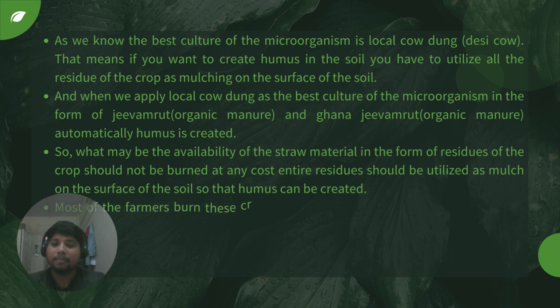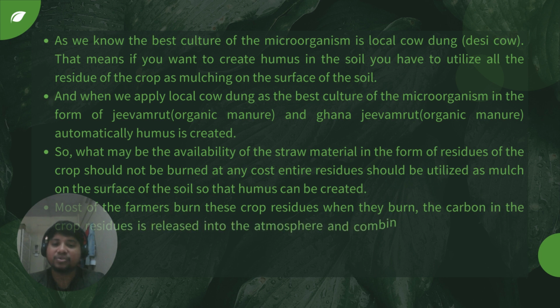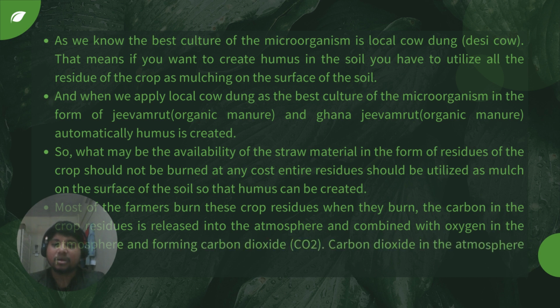Most of the farmers burn these crop residues. When they burn, the carbon in the crop residues is released into the atmosphere and combines with oxygen in the atmosphere, forming carbon dioxide. Carbon dioxide in the atmosphere is the reason for global warming and climate change.